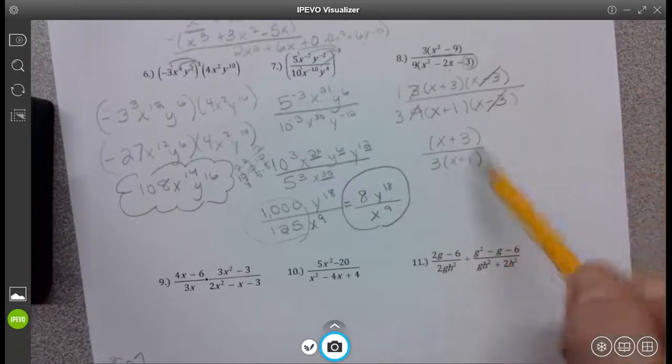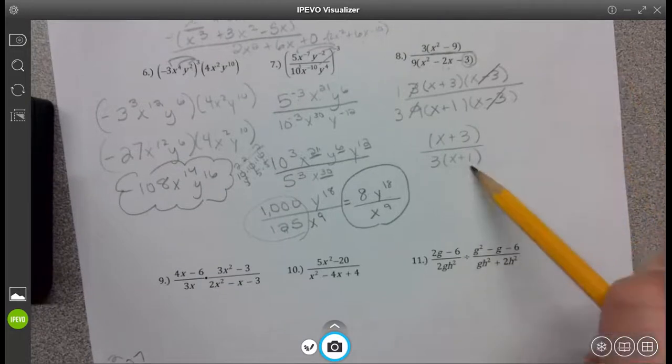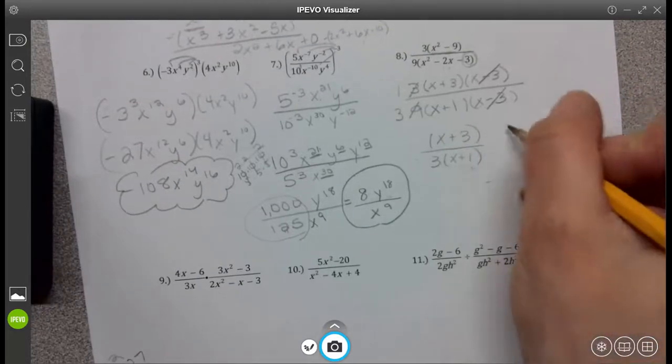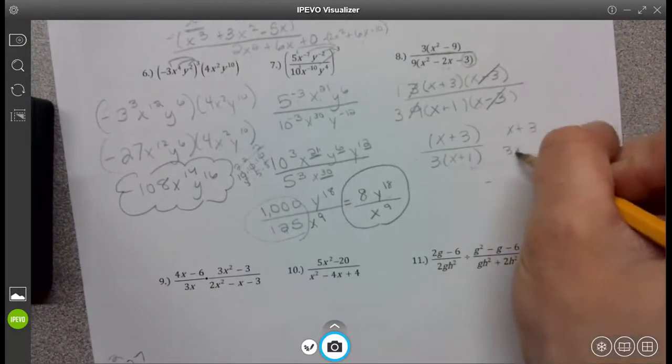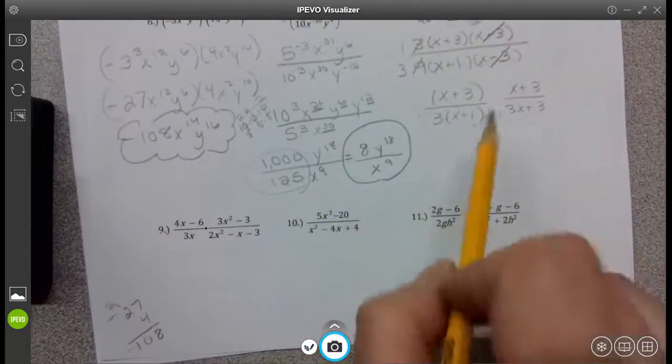And some people are like, oh, can you leave it like that? Can you put it back? Well, your final is going to be multiple choice. So if this is your answer, pick that one. If you see the answer is this, then pick that one. It just depends on what's given to you. I don't care which one you give me.